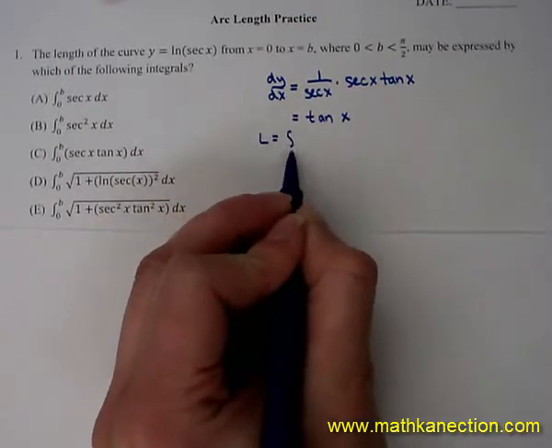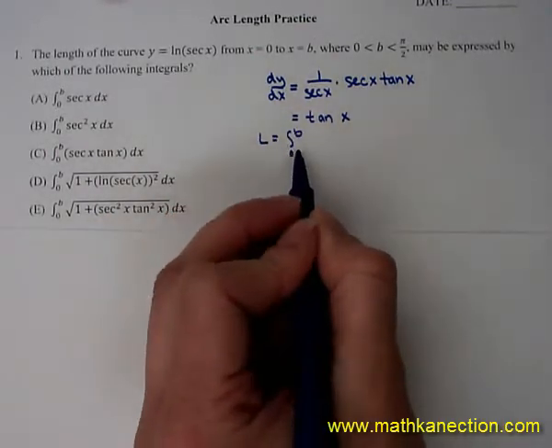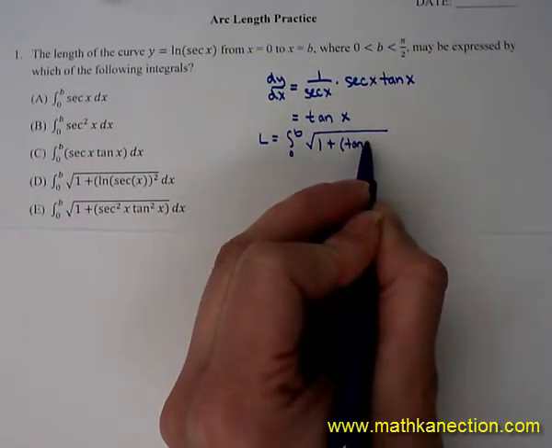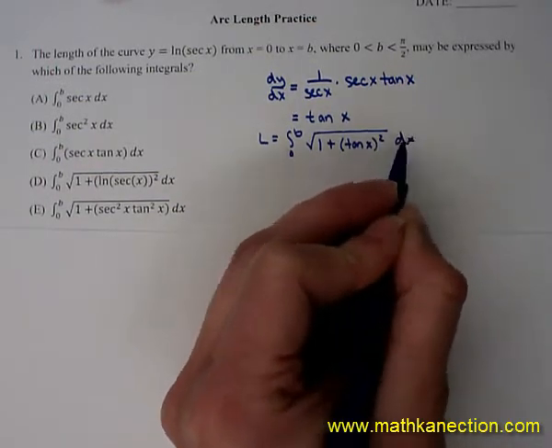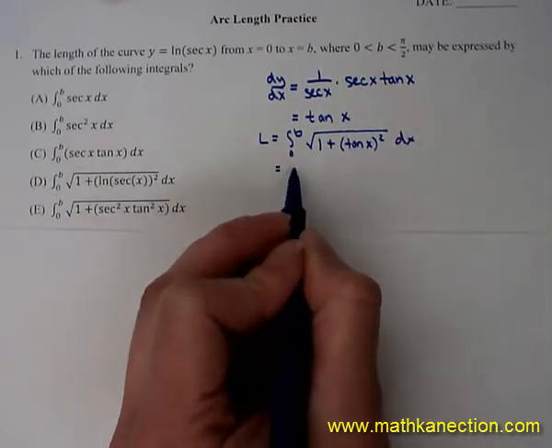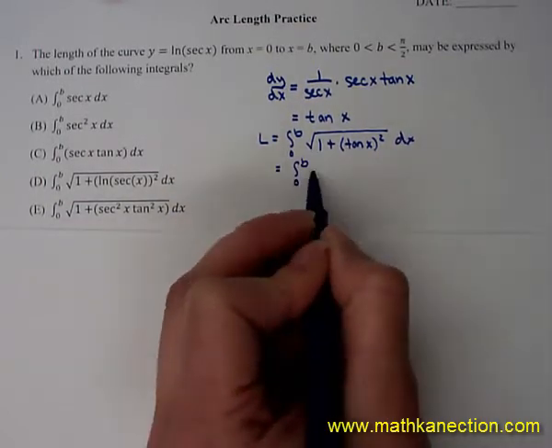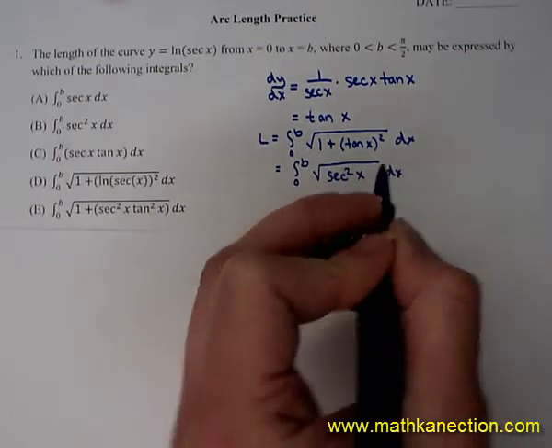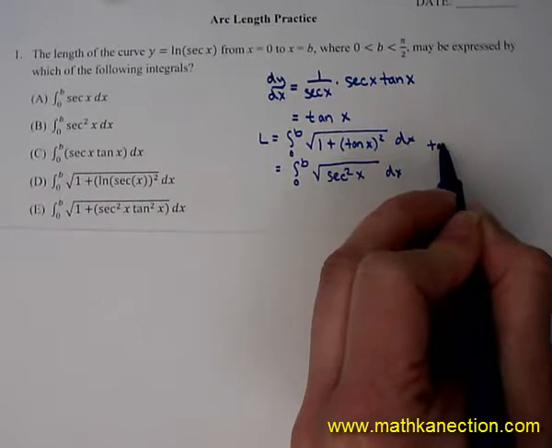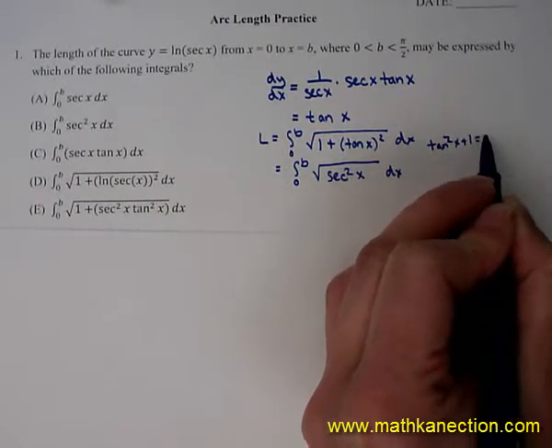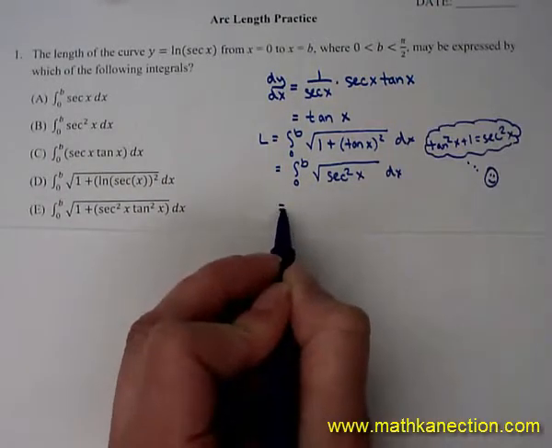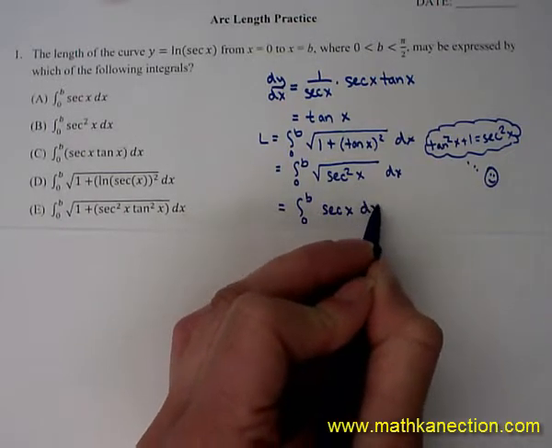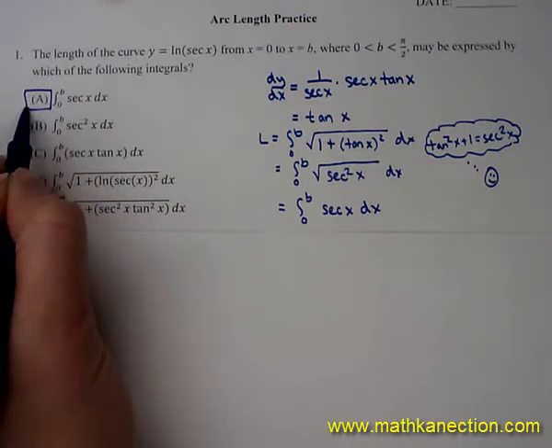So the length of the curve is equal to the integral from 0 to b, square root of 1 plus dy/dx squared, so tangent x squared, dx. So the length of the curve is the integral from 0 to b, square root of secant squared x dx, because from your identities, tangent squared of x plus 1 is equal to secant squared. So then the integral from 0 to b of secant x dx is the length of the curve.